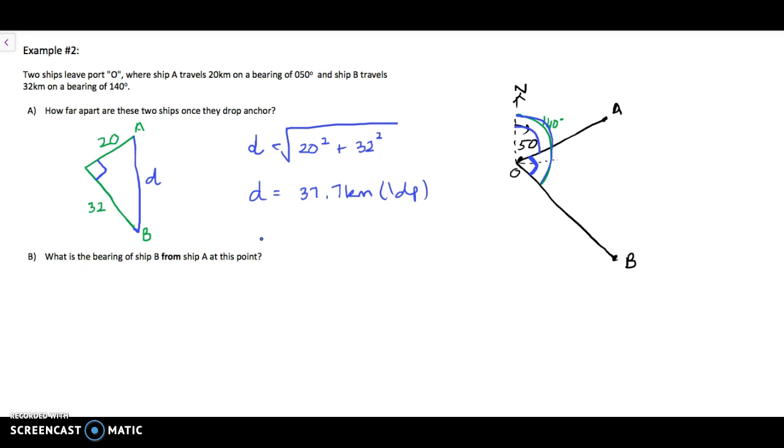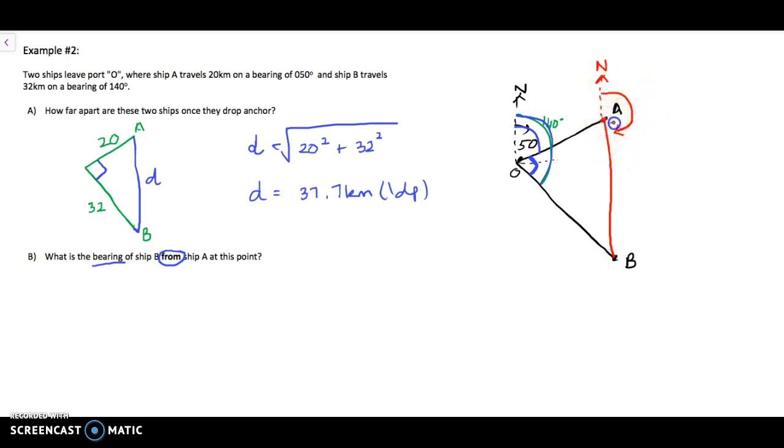So the second thing I want to find out is what is the bearing of ship B, most importantly from ship A. So let's go back to our original diagram that we drew. From ship A means I have to drop a north point down, and I want the bearing moving clockwise to ship B. So I'm just going to drop in my line to ship B. So I want to find this bearing here.